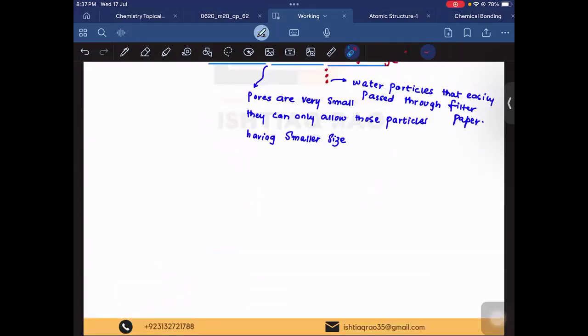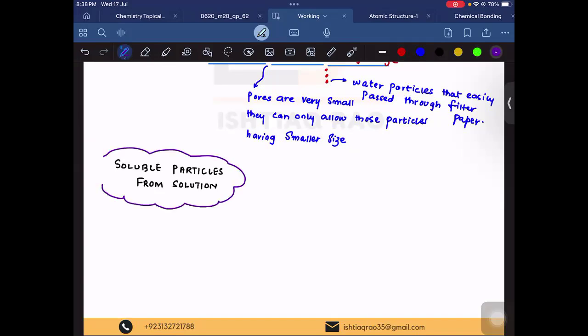And then what if I tell you that I have to separate soluble particles from the solution? So what would you say? Soluble particles from the solution? Yes. What do you think? What are we supposed to do?